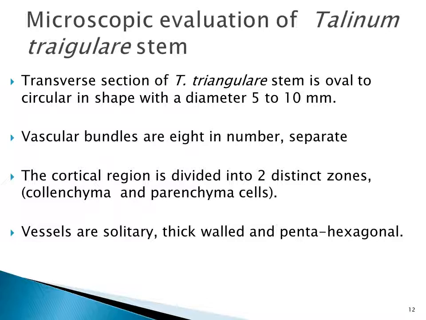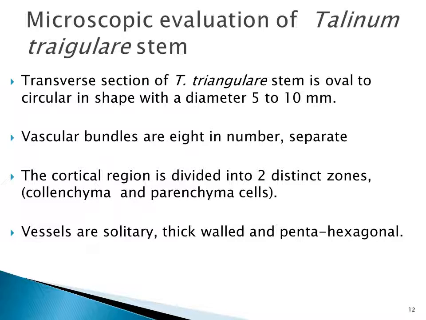So the microscopic evaluation of Talinum triangulare simply has to do with the features that you see when you are observing your samples under the microscope. When you cut a transverse section of Talinum triangulare stem, you see that it's oval or circular in shape with a diameter of 5 to 10 mm. That means that's just the thickness. It's very thin. A very thin section is what you need.